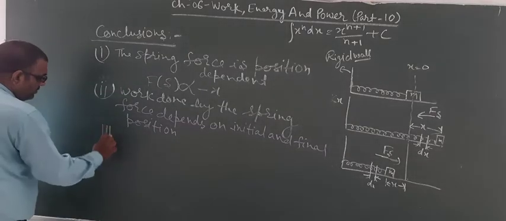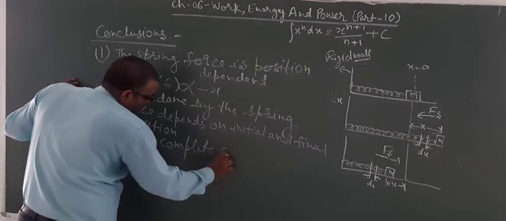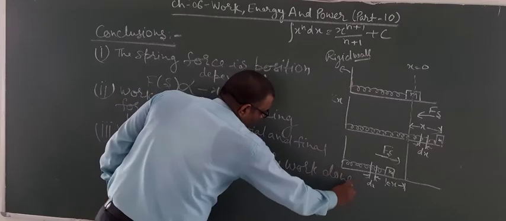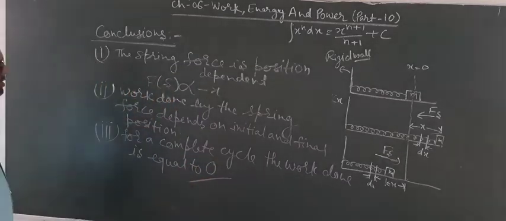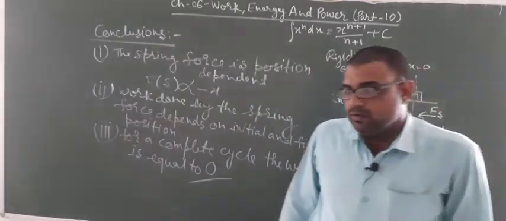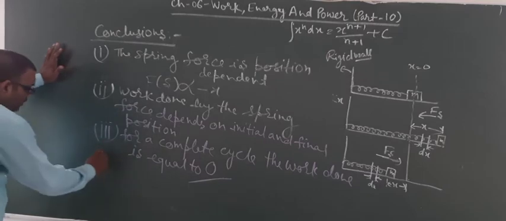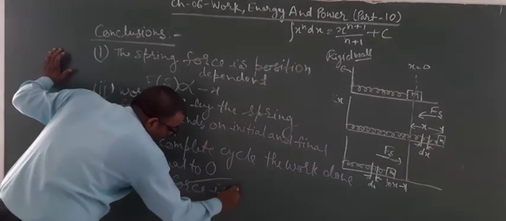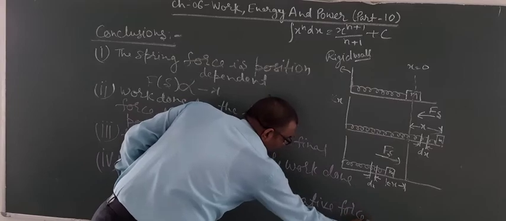And the third one is that for a complete cycle, the work done is equal to 0. For the complete cycle, the work done is equal to 0. So these are all the properties of conservative force. So we can say that a spring force is a conservative force.